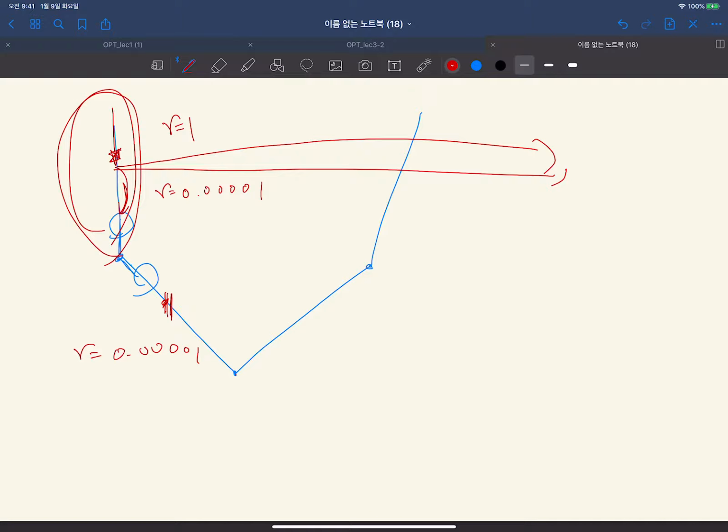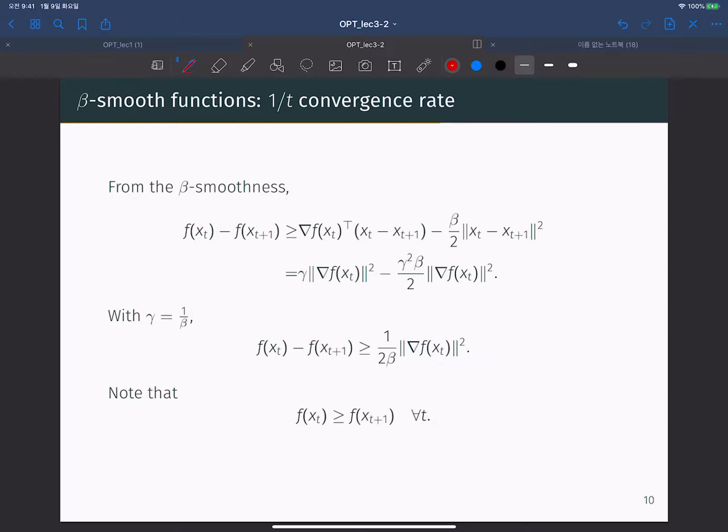But when the slope changes very smoothly, like a beta smooth convex function, we can set a very nice learning rate and we can guarantee a good learning speed. I will explain from now.